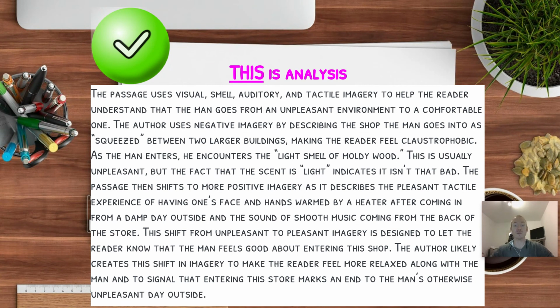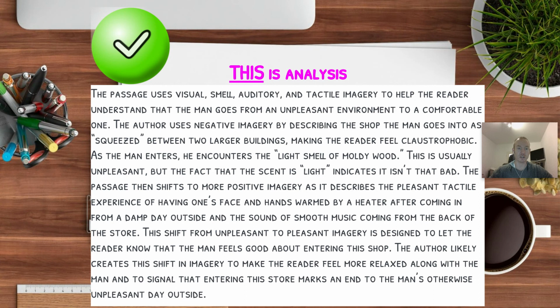The passage then shifts to more positive imagery as it describes the pleasant tactile experience of having one's face and hands warmed by a heater after coming in from a damp day outside, and the sound of smooth music coming from the back of the store. This shift from unpleasant to pleasant imagery is designed to let the reader know that the man feels good about entering the shop. The author likely creates this shift in imagery to make the reader feel more relaxed along with the man, and to signal that entering this store marks an end to the man's otherwise unpleasant day outside.